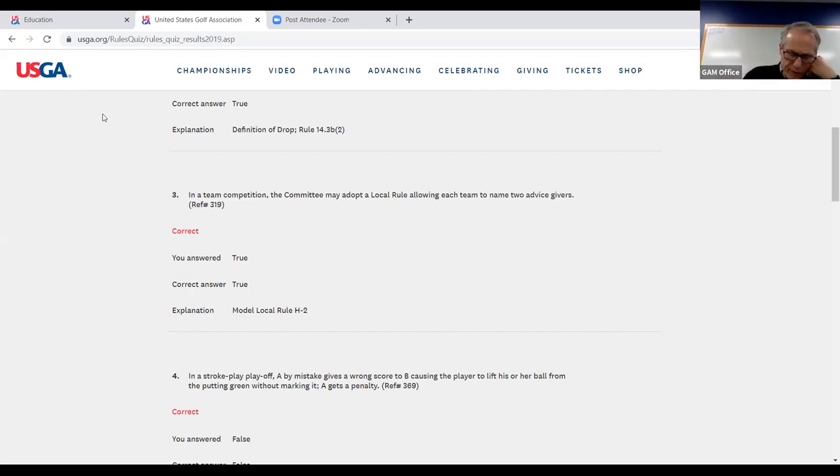It talks about the appointment of an advice giver. So a committee can make a local rule, basically what it's saying. And it says you can name one or two people to give advice to the team members. Now, there are some restrictions on that too, you've got to be aware of, that the advice giver cannot be a player. Must be identified before the committee starts, must be identified to the committee. Committee can limit the types of advice that person may give. The committee can prohibit an advice giver from walking on certain parts of the course.